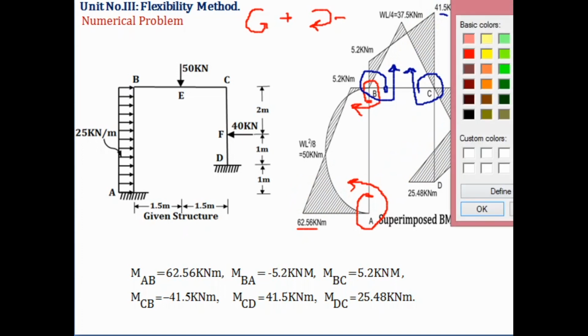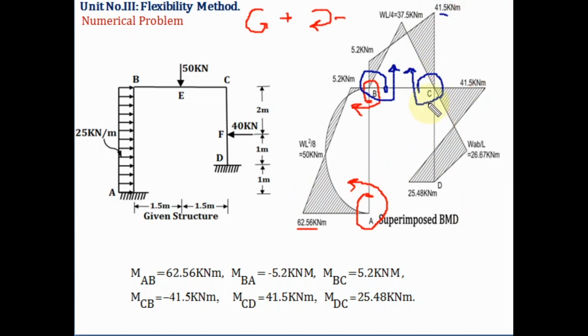Okay. Now next, the moment in member CD is 41.5 plus. So rotate the joint C in anti-clockwise direction and cut the member CD once. Okay. Then member DC. Here the value is plus. Plus means you have to rotate the joint D in anti-clockwise direction. So I will rotate the joint D in anti-clockwise direction and it should cut the member DC once. Okay, so the value 25.48 is on the left hand side. So join this by a straight line. Okay. So here we have found the fixed bending moment.